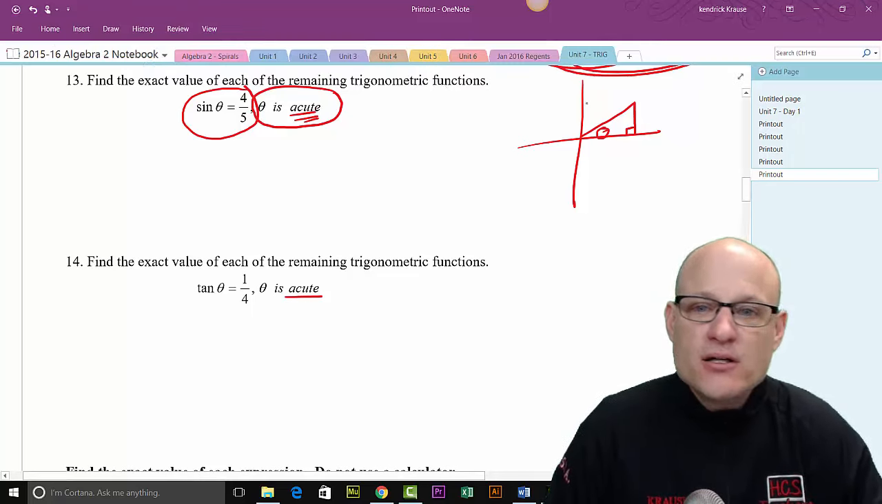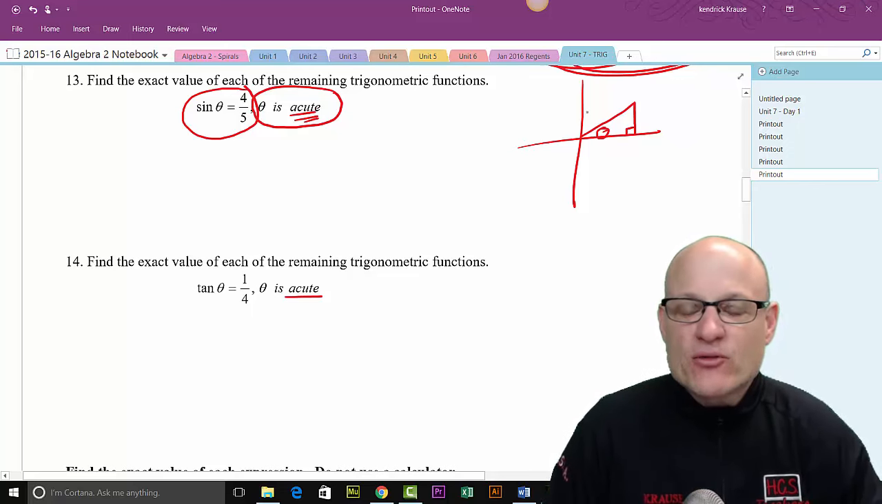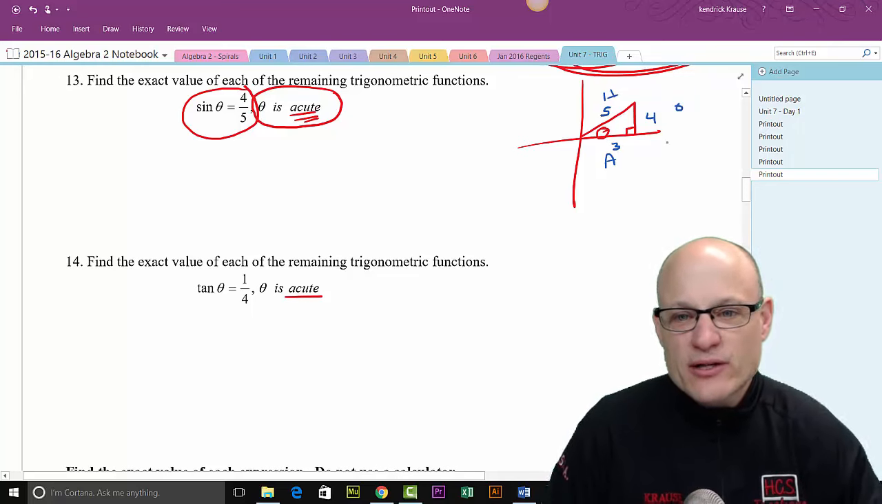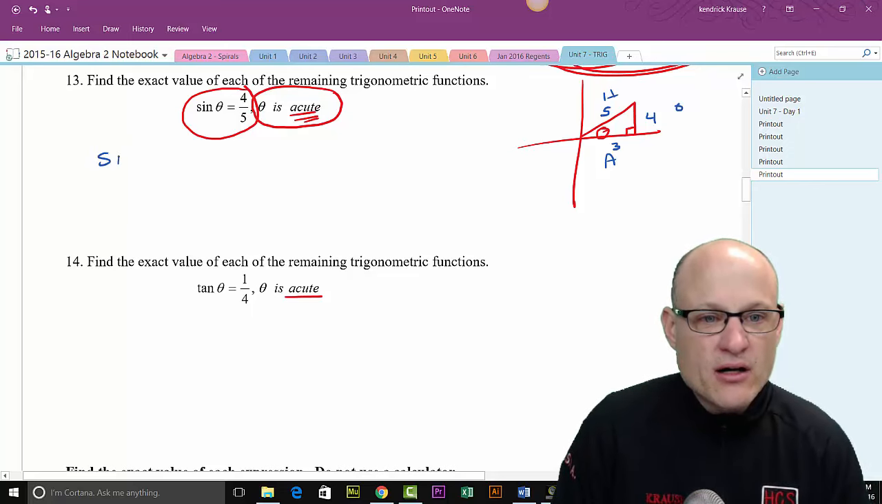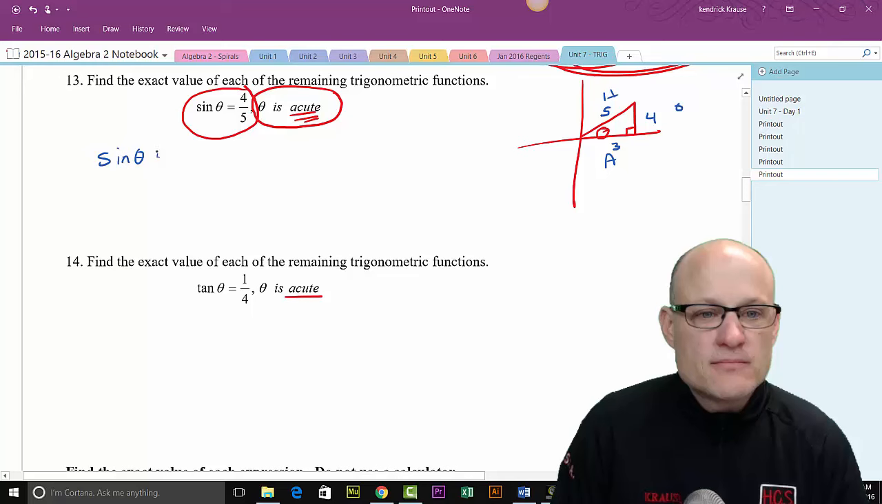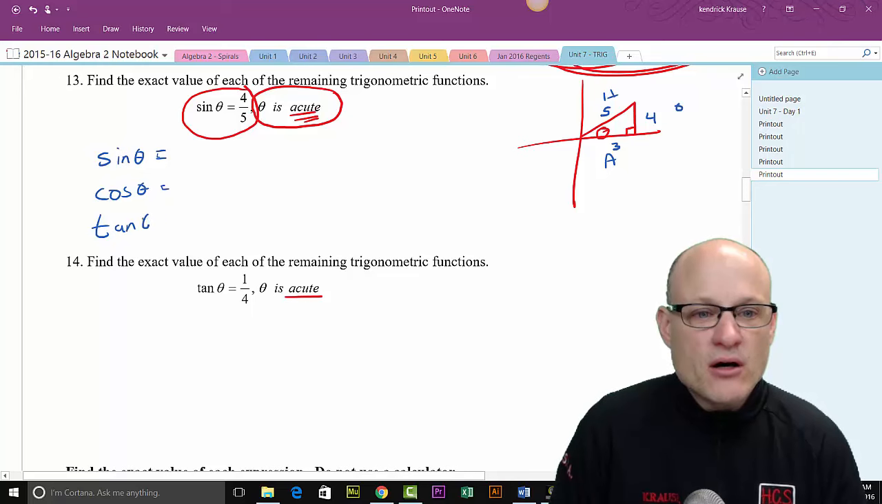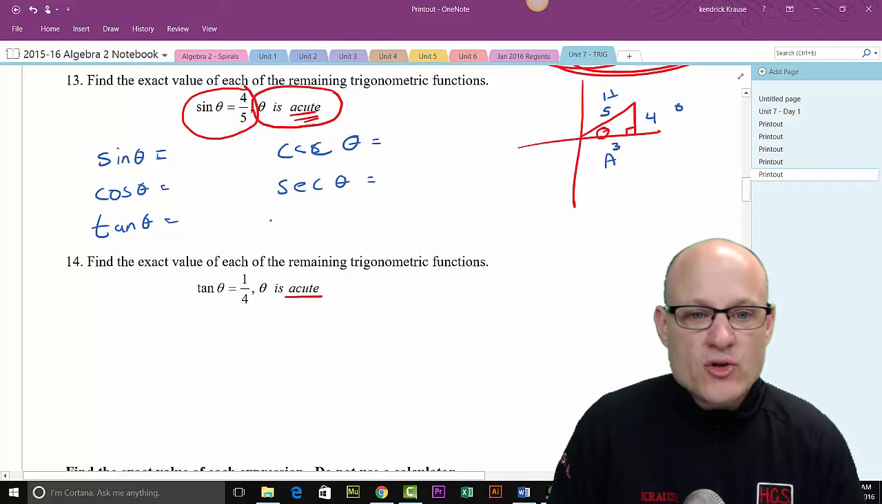Okay. So sine is opposite over hypotenuse. Let me put opposite, hypotenuse, adjacent down here. So sine is opposite over hypotenuse. And this is a 3, 4, 5 right triangle, so I'm done with that. Sine of theta. Cosine of theta. Tangent of theta. Cosecant of theta, secant of theta, and cotangent of theta.